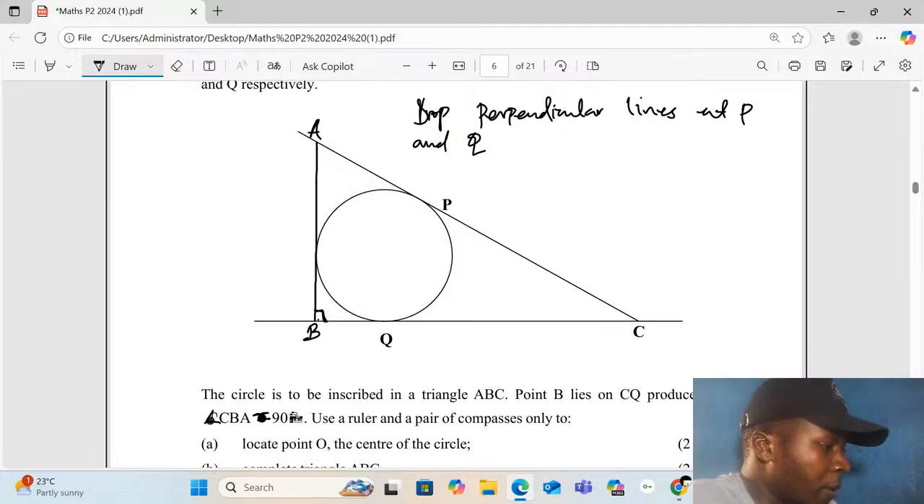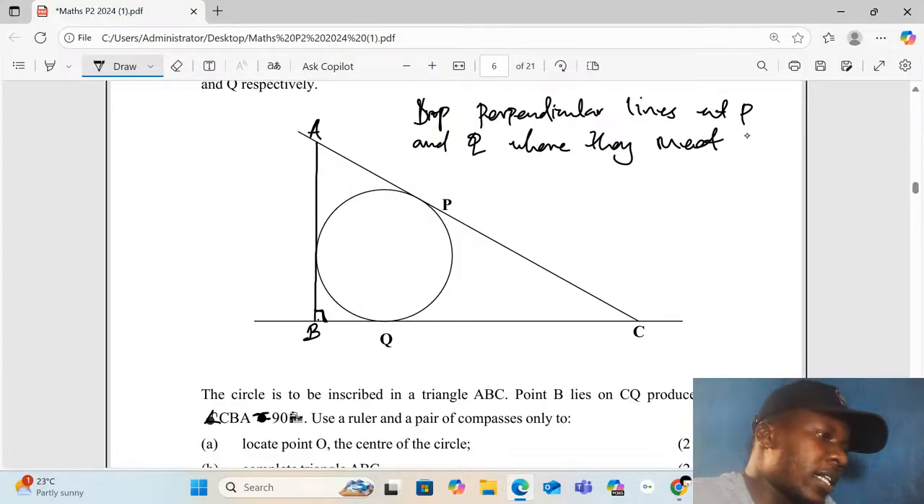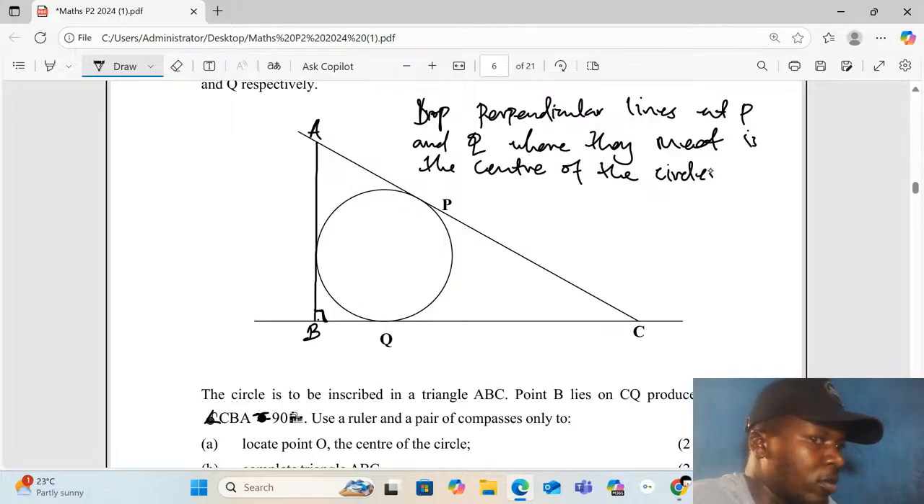Then where they meet is the center of the circle. So you drop the perpendicular. Where they meet, that is the center of the circle.